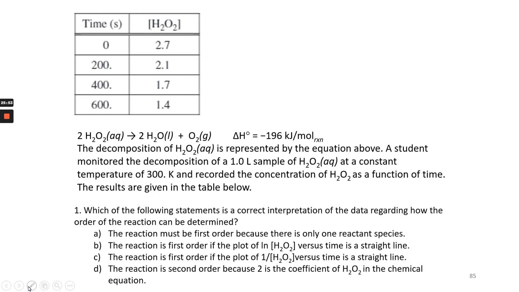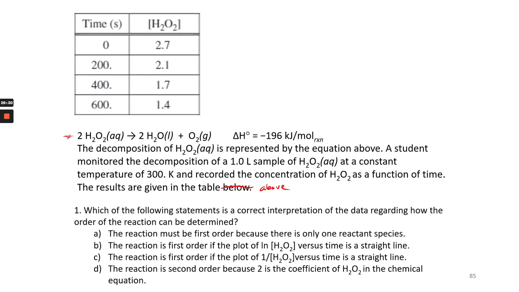Okay, and our last example here, you have hydrogen peroxide decomposing. It's represented by the equation shown above. A student monitors this decomposition of 1 liter of the sample at a constant temperature and records the concentration of the peroxide as a function of time. The results are given in the table above. Which of the following statements is a correct interpretation of the data, regarding how the order of the reaction can be determined? If you have this data, how would you figure out what is the order of the reaction?